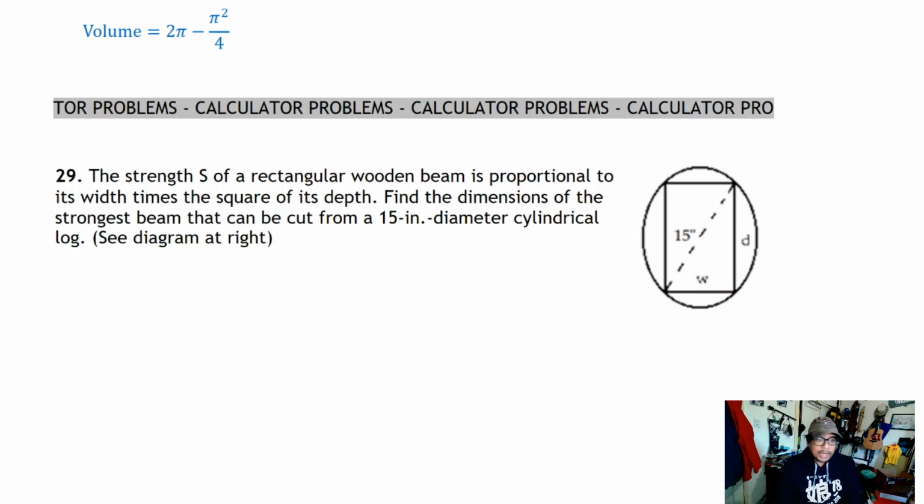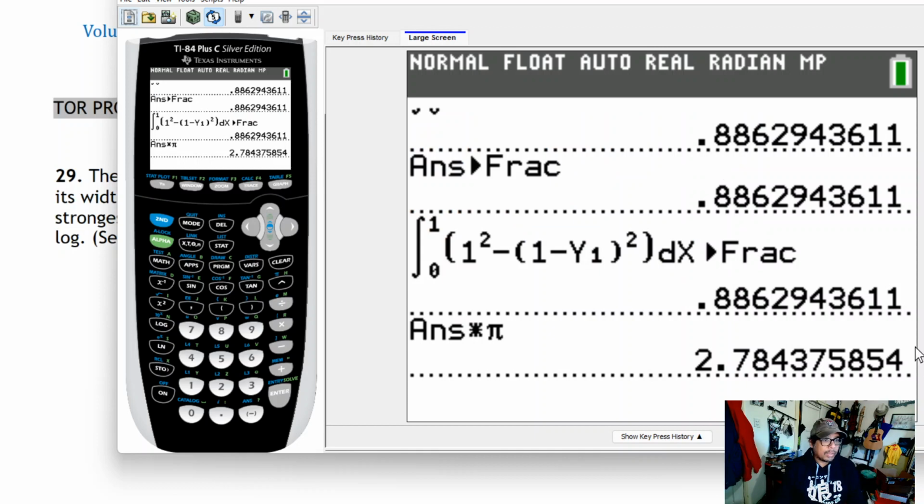Hello everyone. Today we're going to be looking at questions 29 through 32 in the calculator section of the AP Calculus B final. Starting with question 29, let's get our calculators out and we are ready to go.